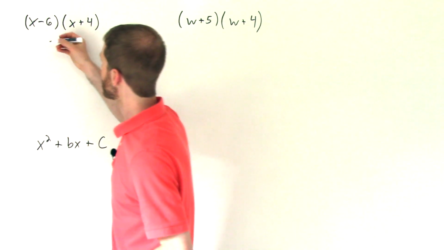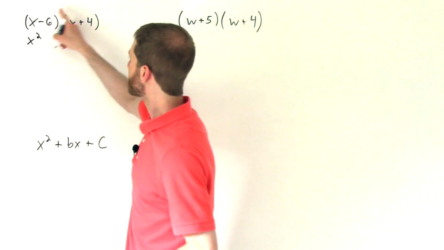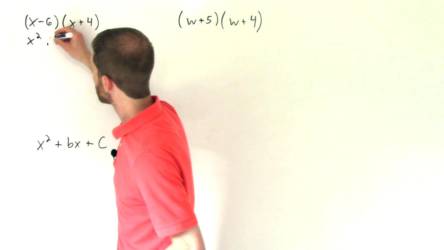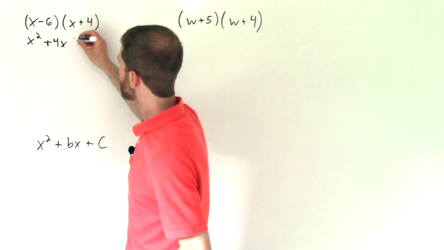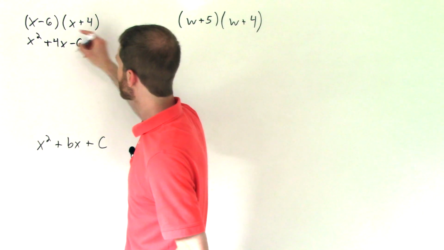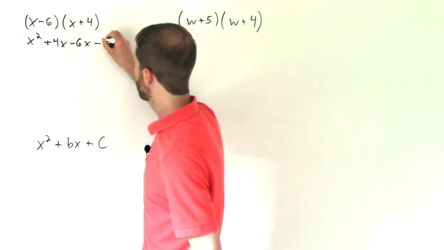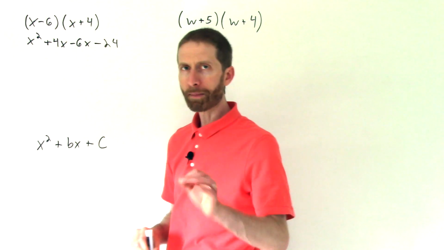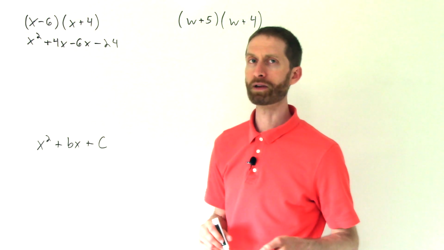X times x is x squared. X times 4 is 4x. So you get plus 4x. Negative 6 times x is minus 6x. Negative 6 times 4 is negative 24. Okay, I'm going to stop there, and I'm going to point out that something very important is happening here.